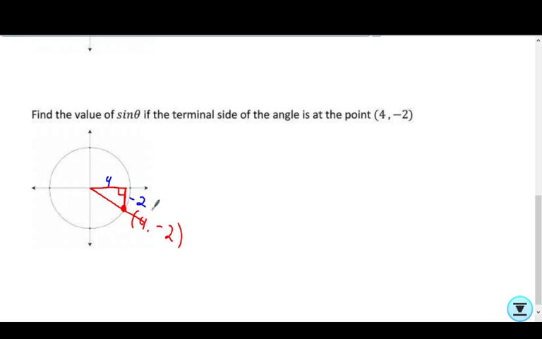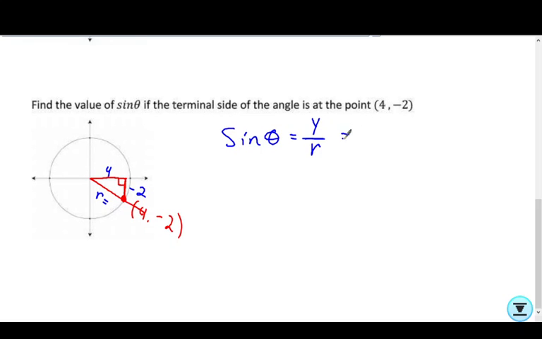Well, it's asking us to find sine theta, which is y over r. I know what y is, but I need to find out what r is. So using the Pythagorean theorem, we have to solve for r. We could even right here put sine is going to be, I already know my y value is -2. So I just have to find the r value. So use the Pythagorean theorem.